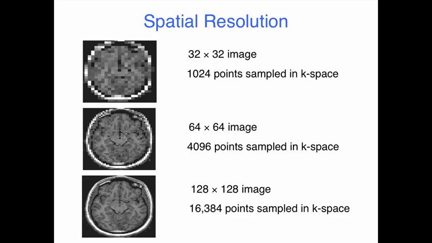Finally, if we go to a 128 by 128 image, we can make out very fine detail in the brain, but now we have to sample 16,000 points in K-space. So in order to make out this detail, we have to sample further and further in K-space in order to get these wave floors that can represent these fine boundaries.